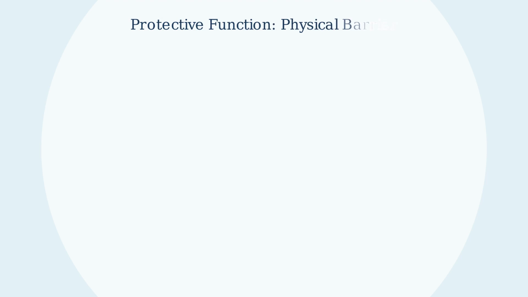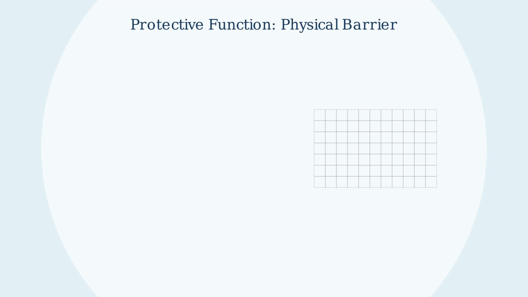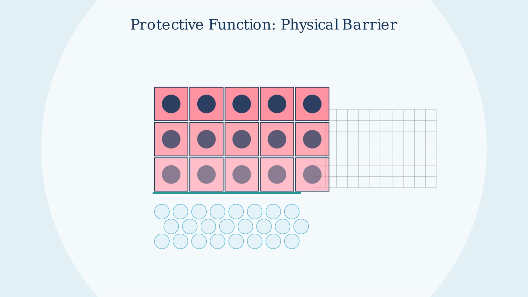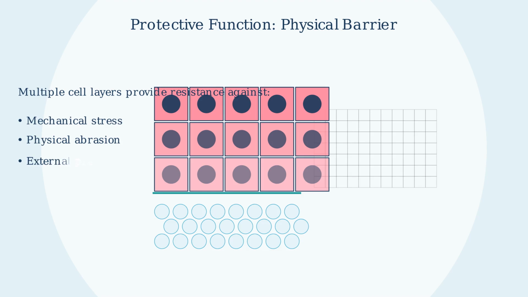Stratified cuboidal epithelium serves as an essential physical barrier that protects underlying tissues. Its multiple layers of cuboidal cells create a robust protective structure. This epithelium shields underlying tissues from mechanical stress, such as pressure and abrasion. The multiple cellular layers effectively resist different types of physical harm, including mechanical stress, abrasion, and external pressure.